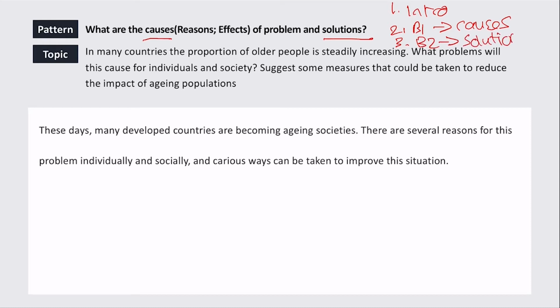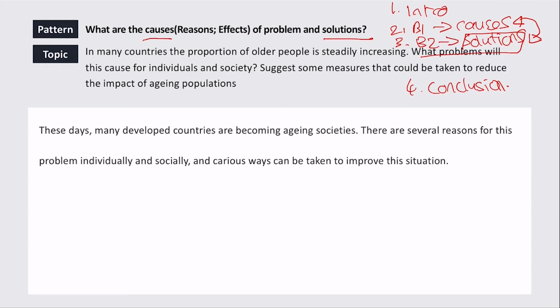And then you would have your conclusion as number 4, your conclusion or your summary of what you talked about. The best answers will link your causes and solutions together. To get higher task achievement and higher coherence and cohesion, the best essays will be able to present in body 2 the solutions to the causes that you identified in body 1.